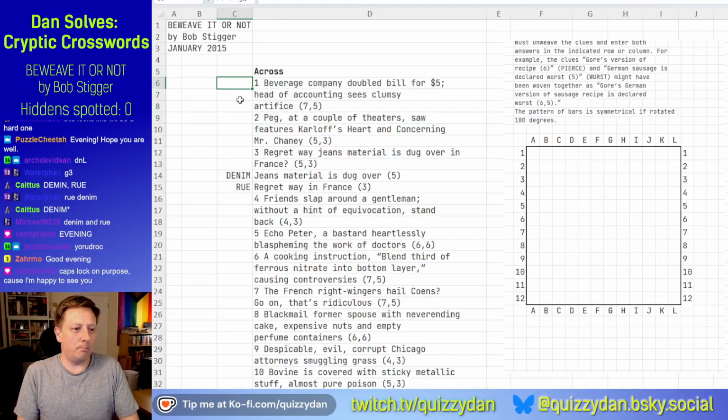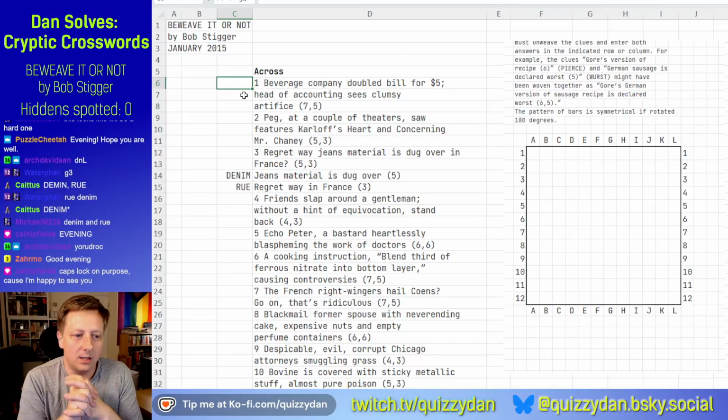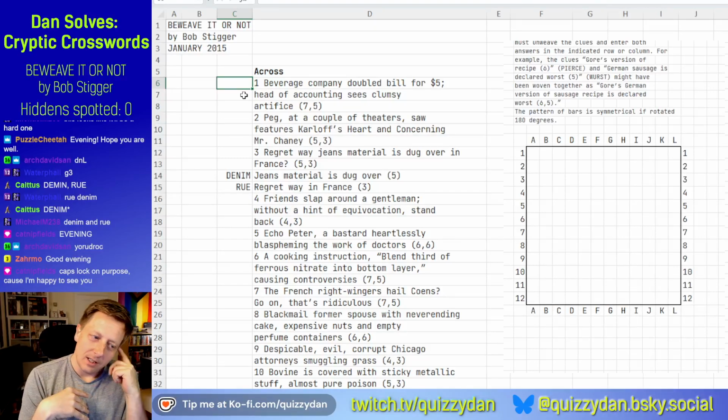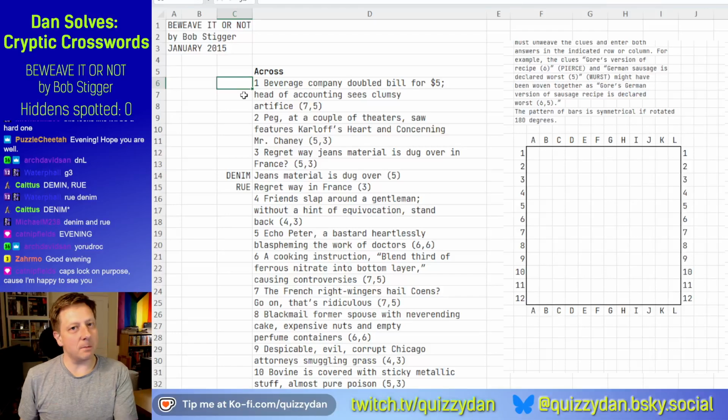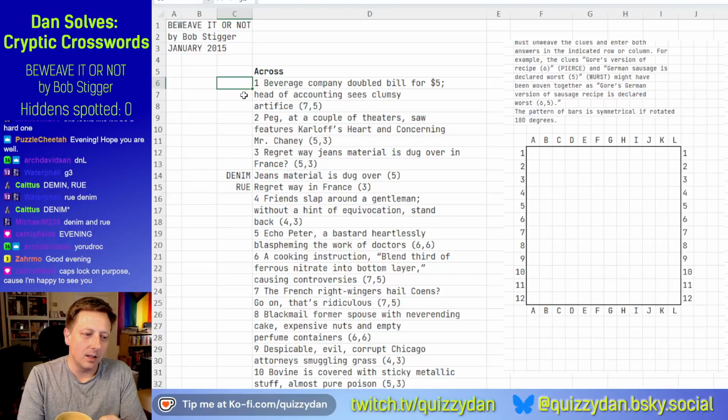1 across. Beverage company. Doubled bill for $5. Head of accounting sees clumsy artifice. This is going to be essentially definition heavy, isn't it? If we can find the definitions, then we can work out the words that go with each clue.